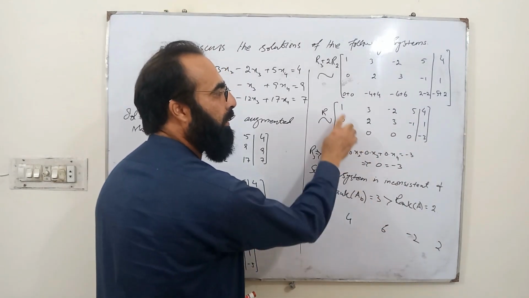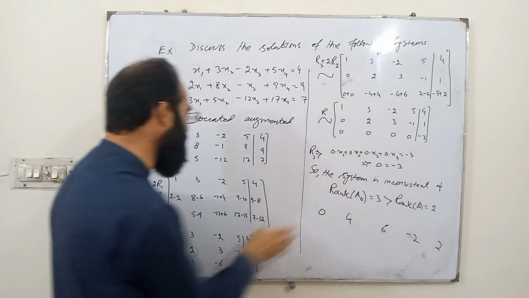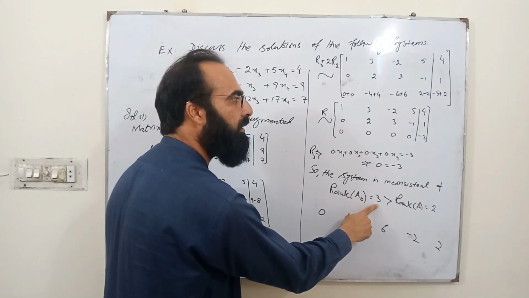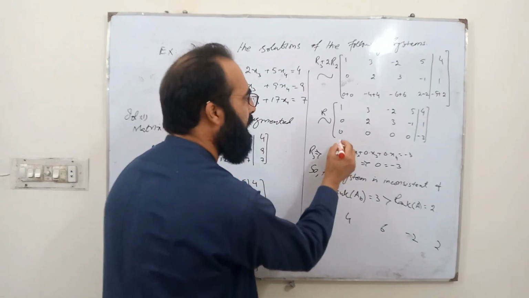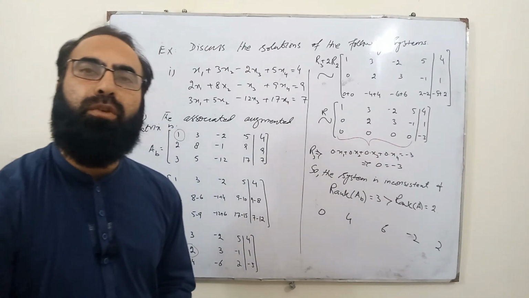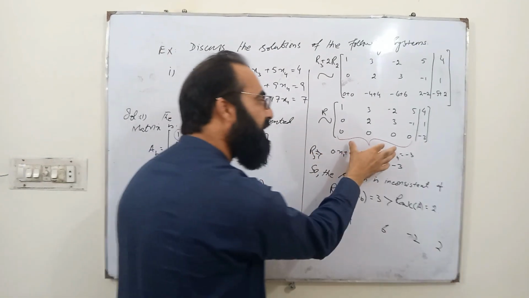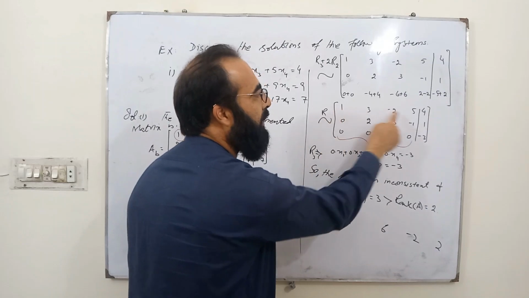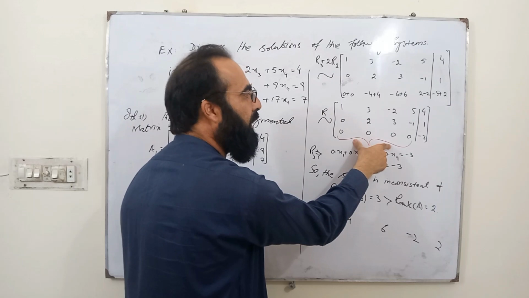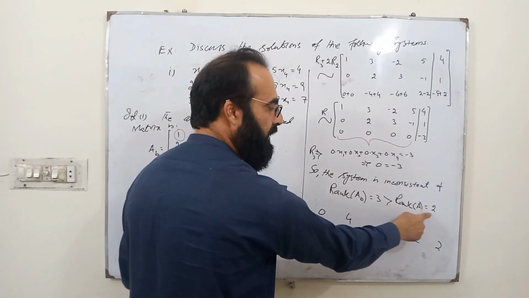Why? All the 3 rows are non-zero rows, and this matrix is basically an augmented matrix, so the rank of the augmented matrix is 3. Now look at this matrix. This one is basically the coefficient matrix of the given system, and its rank is 2. Why? In this portion we just have 2 non-zero rows. The third row is 0, so we eliminate it, and clearly 3 is greater than 2.